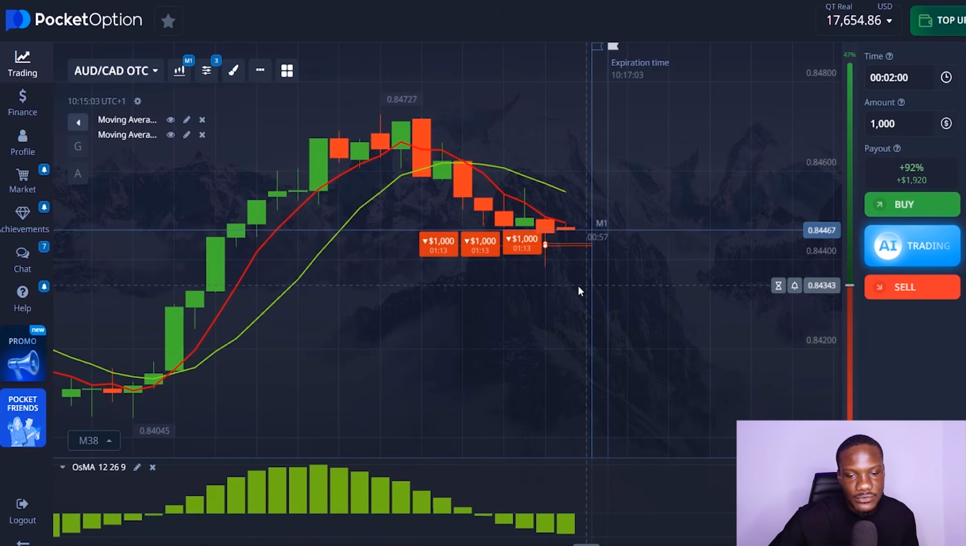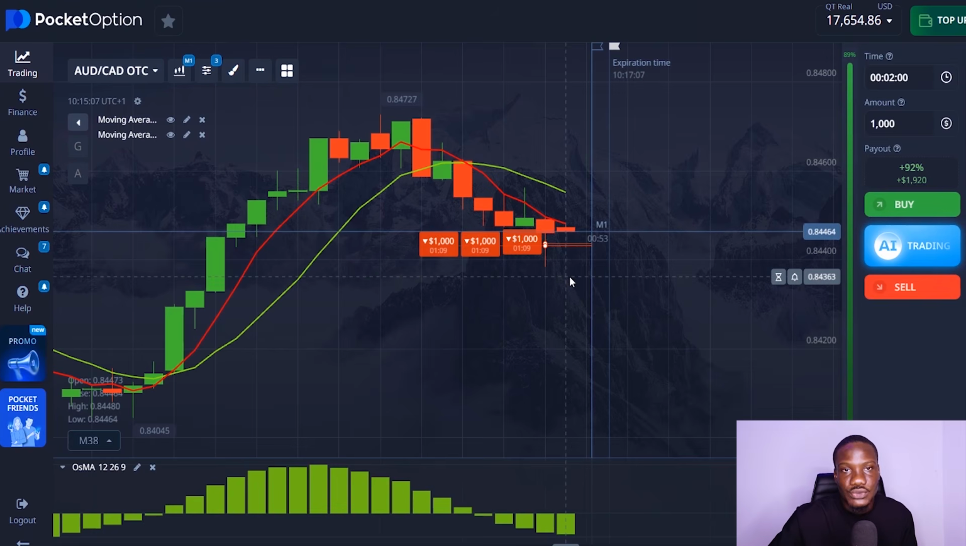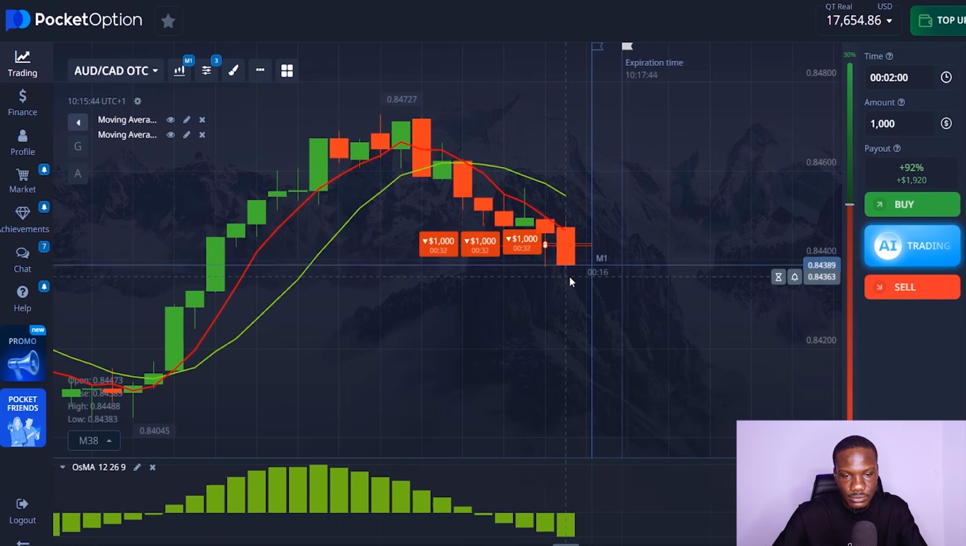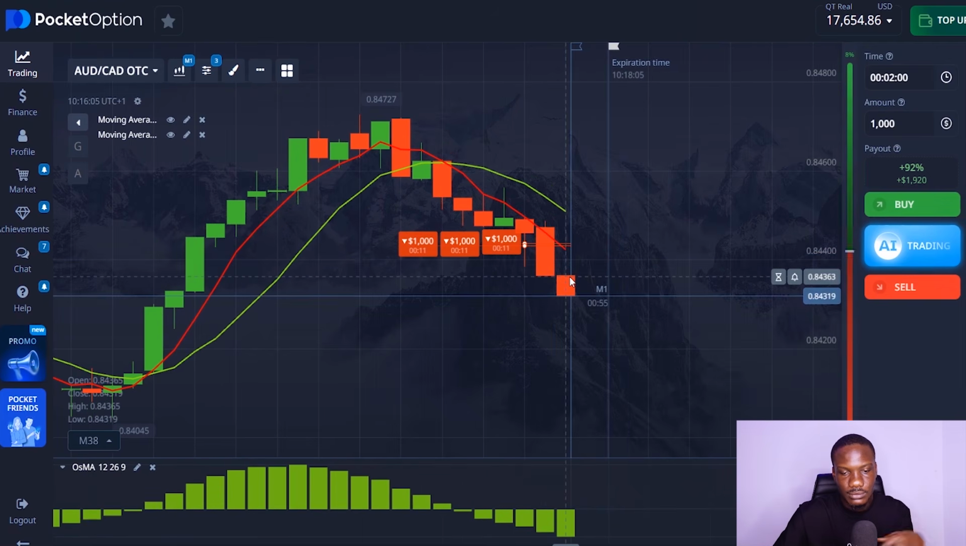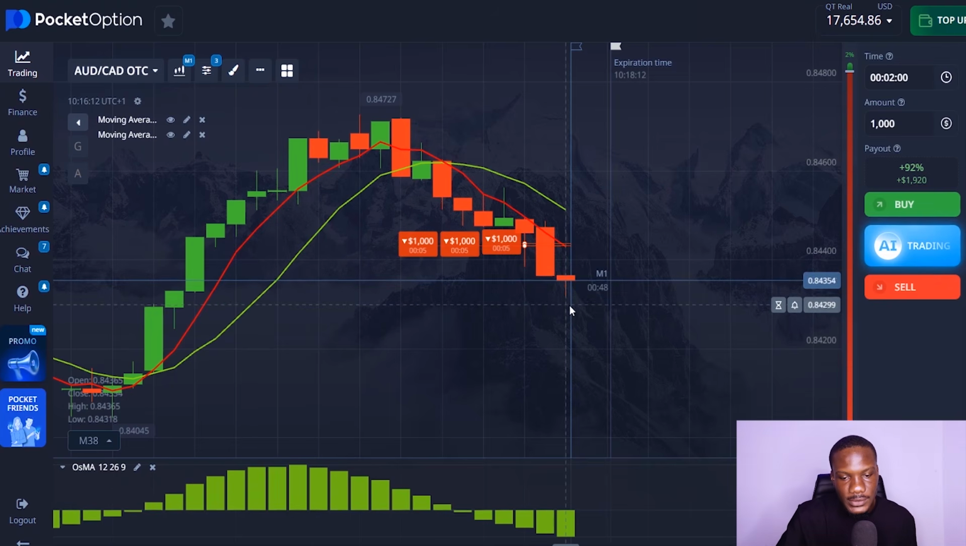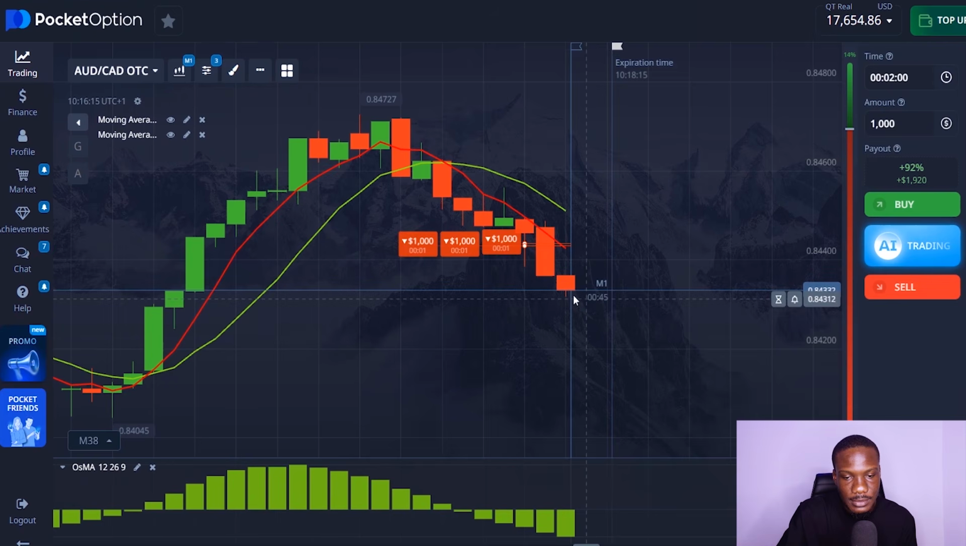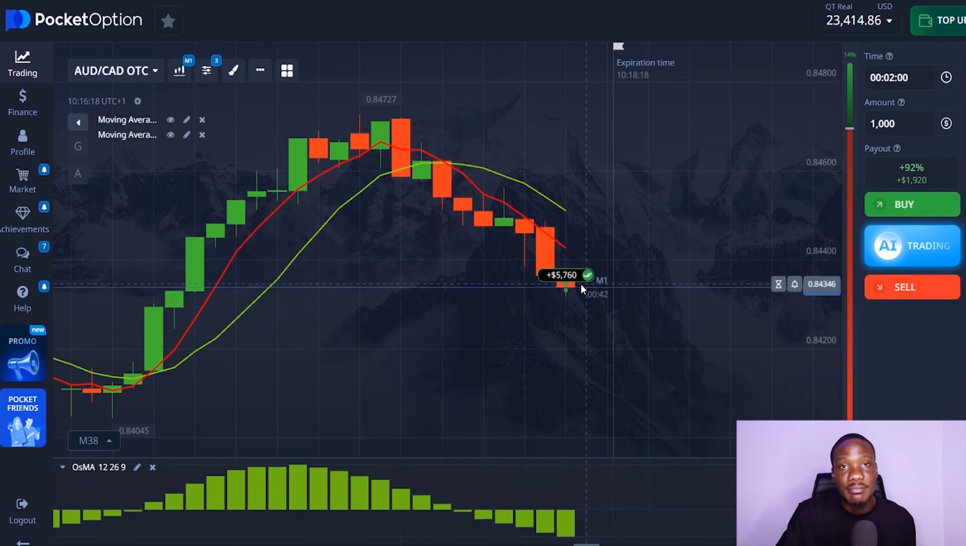So guys, right here, I think I have 1 minute and 12 seconds to go. So let me wait and see how this trade will turn out to be. So guys, right here we have 3 seconds to go on this trade. And as you can also see again, I make another win in this particular market.